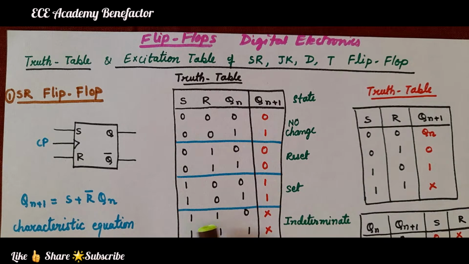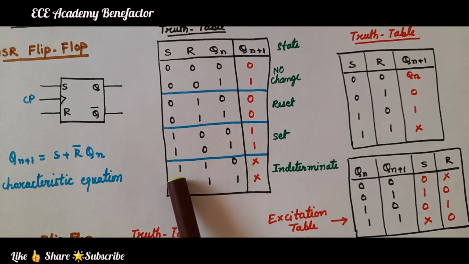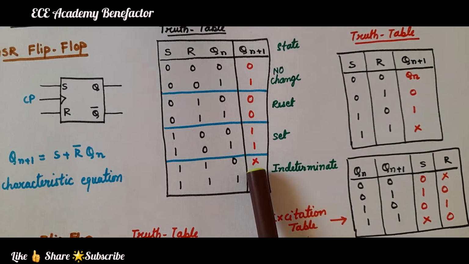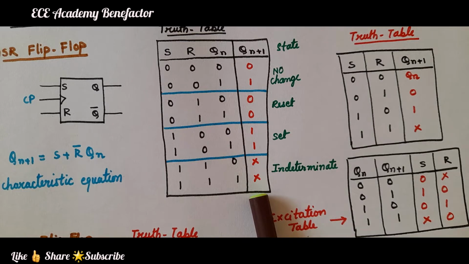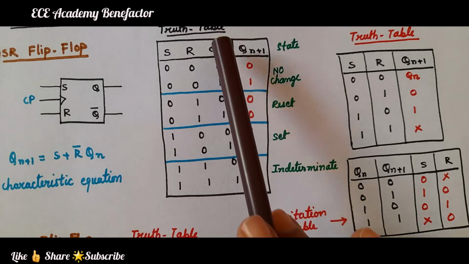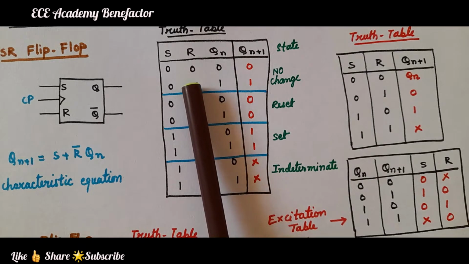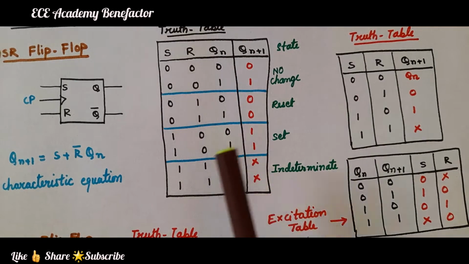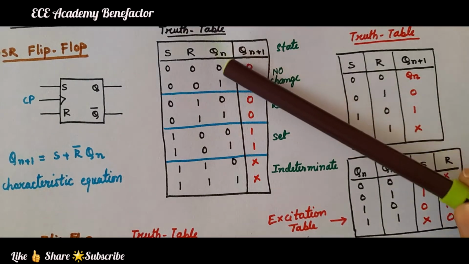When both S and R are 1 1, it is indeterminate state. So, we symbolize it with X symbol. So, when S is 1, R is 1, it becomes indeterminate state. It does not depend on Qn. So, Qn plus 1 is depending on Qn only when both S and R are 0 0. Okay. So, this truth table can be written in this version also, where I have not written the Qn column.